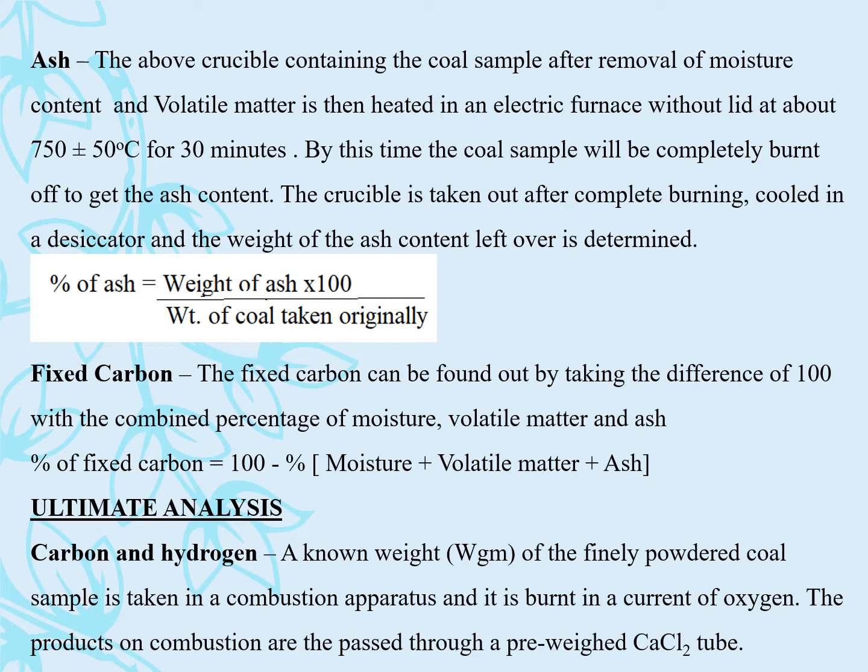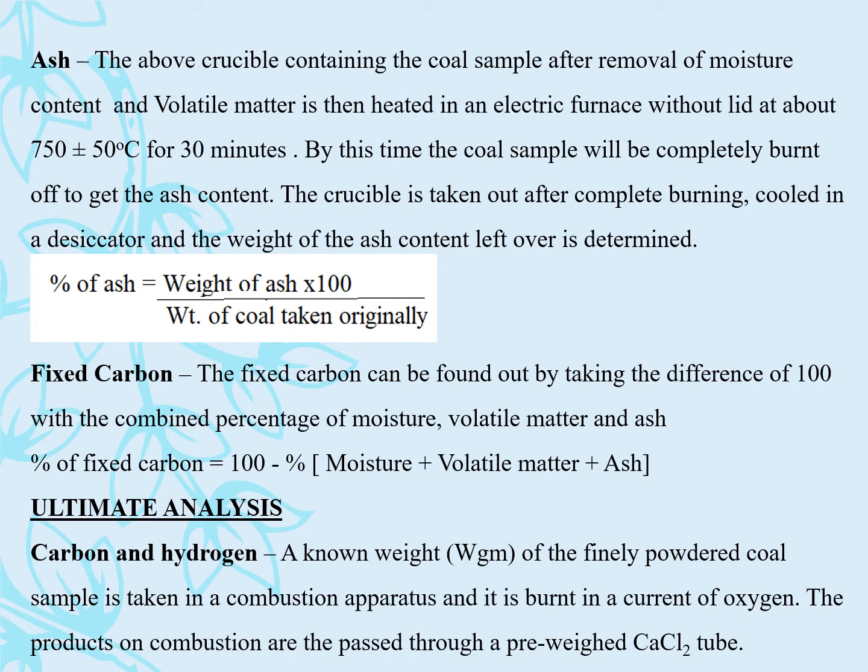Now the crucible is taken out after complete burning, cooled in a desiccator, and the weight of the ash content left over is determined. So the formula to determine the percentage of ash is: percentage of ash is equal to the weight of the ash into 100 divided by the weight of the coal originally taken.